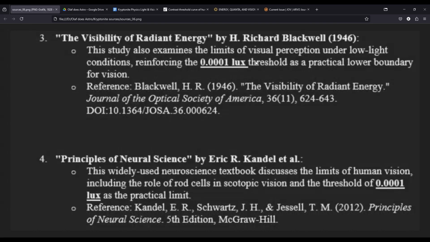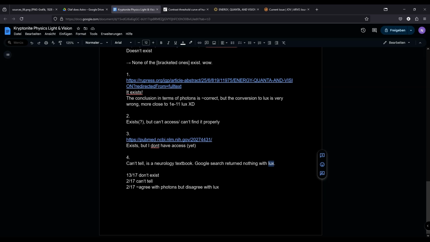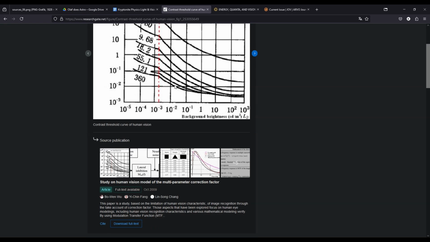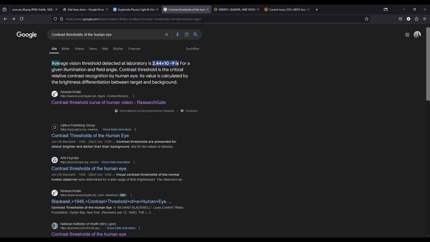So what can we say? 13 don't exist. 2 out of the 17 I can't really tell because I don't have access. I would expect them not to yield anything useful. And 2 out of the 17 agree with the photons that he listed within reasonable deviation, that's fine, but disagree with the lux, and the one paper that I found here, and I will look for so many more, completely disagrees. Look at that. Chris, look at that.